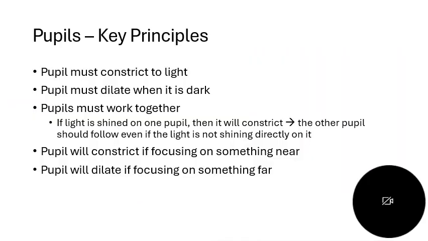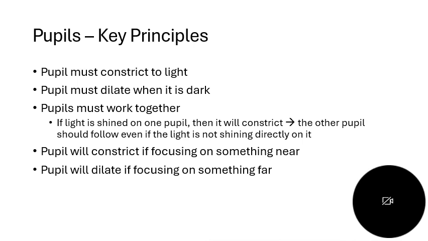The pupil exam is very important. It can help identify neurologic problems and even emergencies for which a patient might need to be sent to an emergency room. There are certain key principles to the pupil exam. Number 1, if you shine a light on a pupil, it must constrict. Number 2, if it is dark, the pupil must dilate.